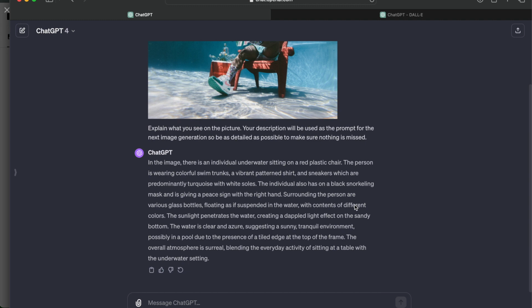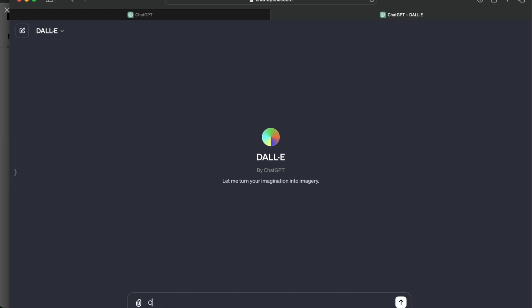That's actually surprisingly good, and it hasn't really missed key details. There are small issues like the trunks are not that colorful, and it thinks the person is wearing a black snorkeling mask, and I don't think that is a peace sign he's giving. Let's now go over to DALL-E and generate the image based on the description.